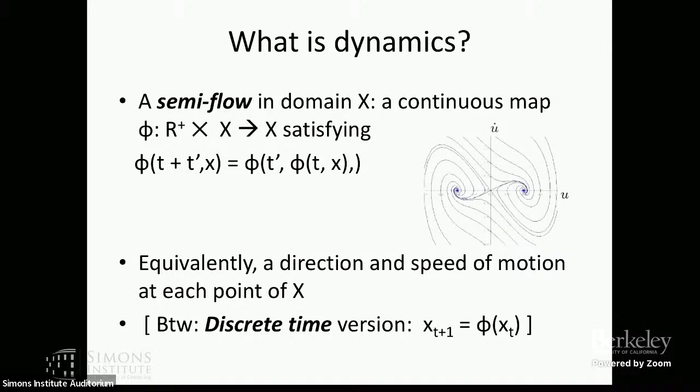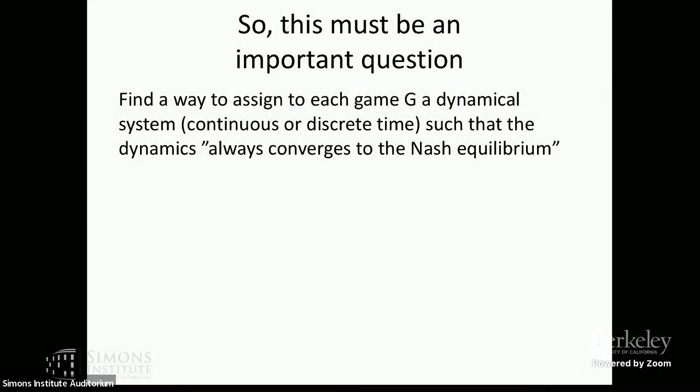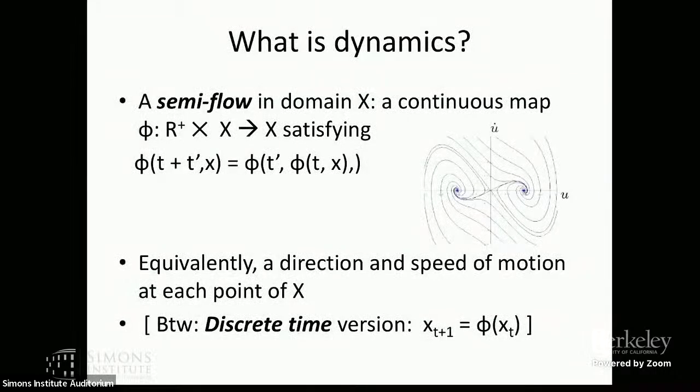So this is what equilibrium is. I have spent the previous slides telling you that people have been trying to find such things that converge to Nash equilibria. Therefore, I presume that this question I'm stating here is an important problem. Find a way to assign to each game G a dynamical system, continuous or discrete, because I forgot to emphasize this: there is also a discrete time version, perhaps more familiar to us, where x of t plus one is phi of x of t. This is the thing that gives chaos even in one dimension, and so on.